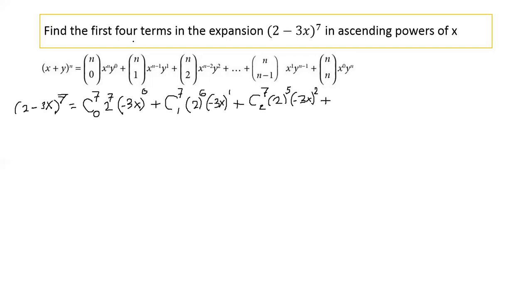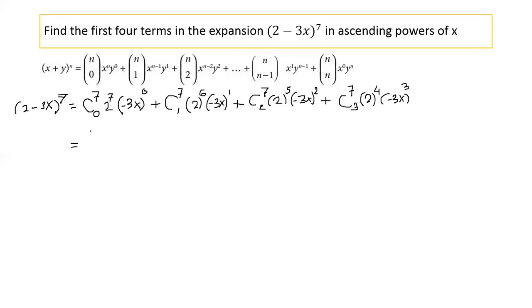We're going to expand till the fourth term. The fourth term: given 7 taken 3, times 2 to the power 4, times negative 3x to the power 3. Okay, let's recalculate this expansion.